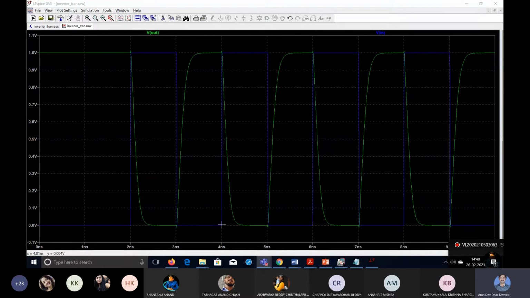From 2 to 4, what is the difference of time? 2 nanosecond. 2 nanosecond is the period. So from here to here is one period, one cycle. After that the second cycle, then third cycle, then fourth cycle. In this way it is repeating the cycle.